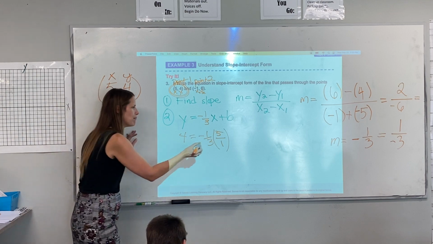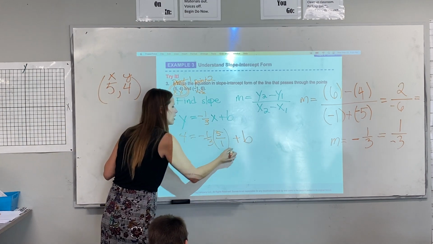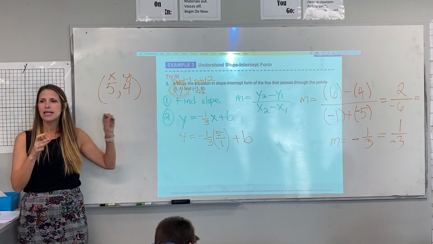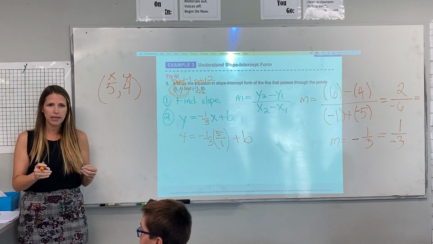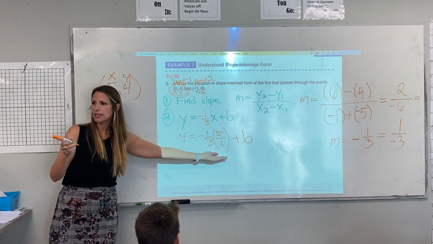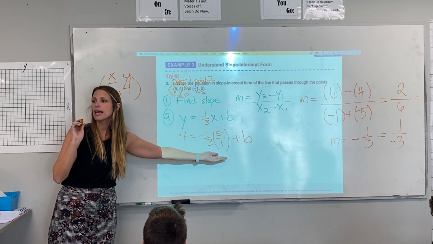I still have to add my b. Here we go. Look, one variable, everything else is filled in. Now we solve for b. What do we do first? Simplify. Yeah, simplify this.